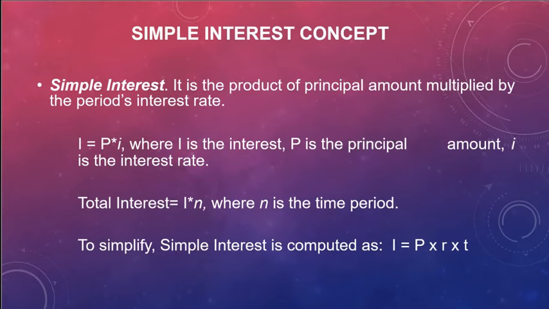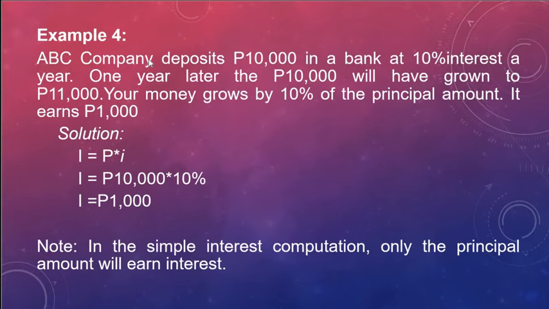So, let's have a sample. So, we have here ABC company, who deposits 10,000 pesos in a bank at 10% interest for 1 year. So, 1 year later, the 10,000 will have grown to 11,000. So, meaning, nag-earn siya, ning-grow siya by 1,000.